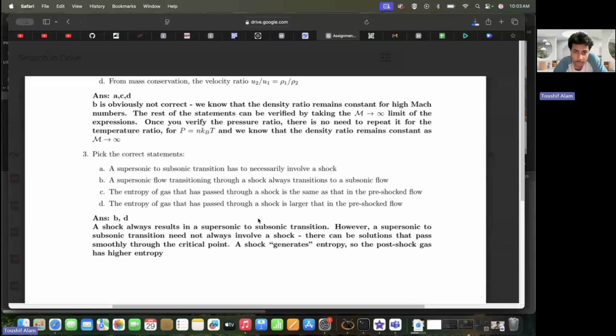A shock generates entropy, so the post-shock gas has a higher entropy. Options B and D are correct.